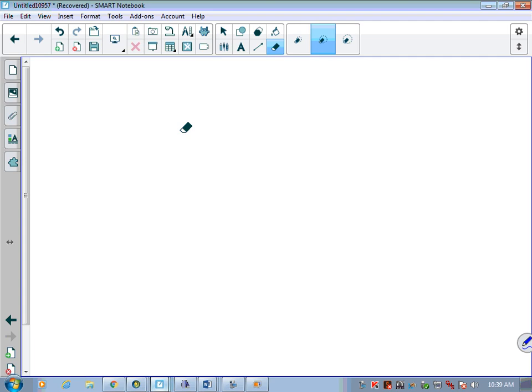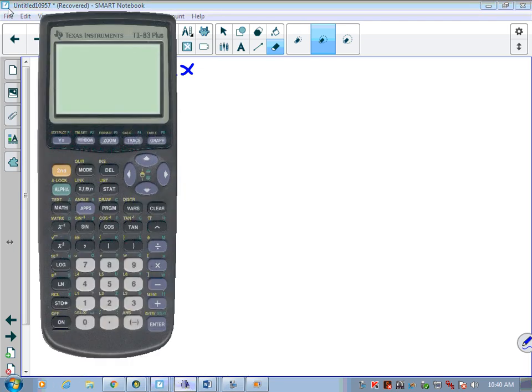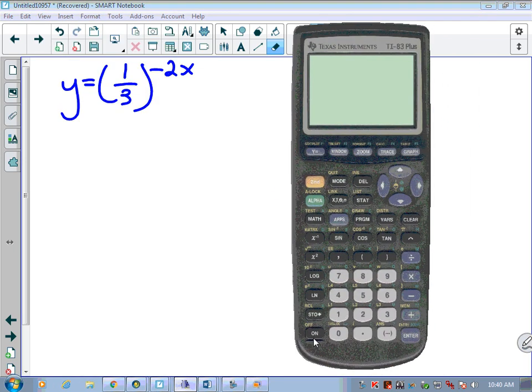Okay. All right. Number 3 gives you an equation. It wants you to graph y equals 1/3 to the negative 2x. I'd say the biggest thing to be careful with here is the exponent, because I'll show you two different forms of this, and they are not the same. At least I don't think that they'll come out the same.